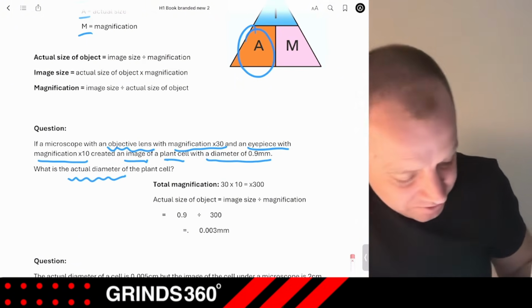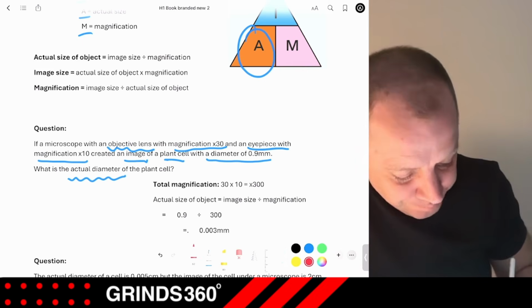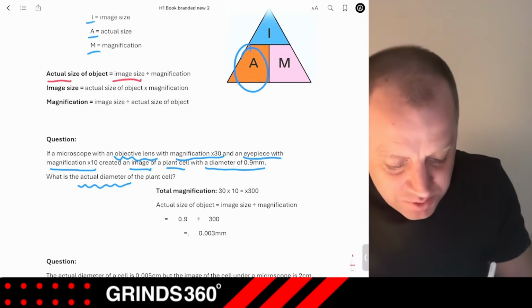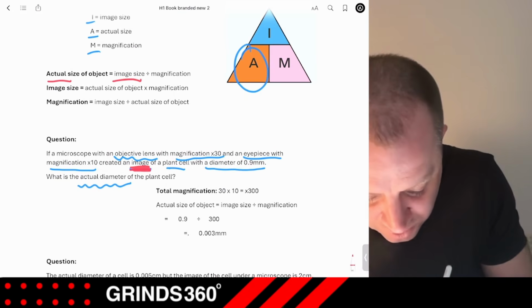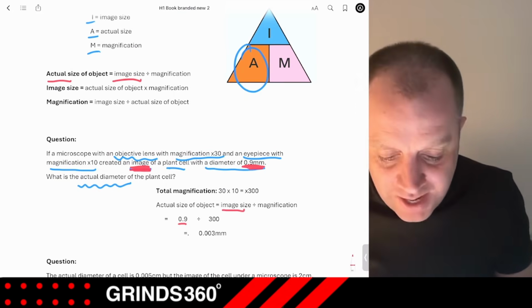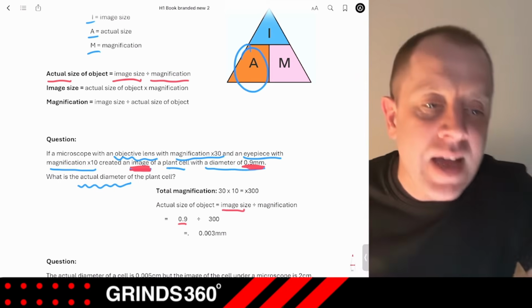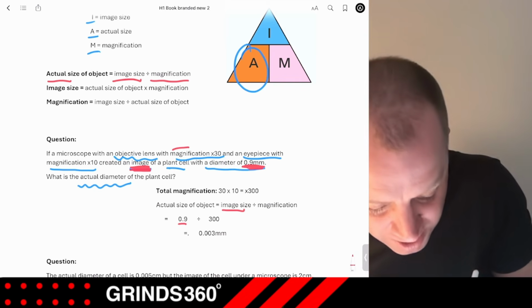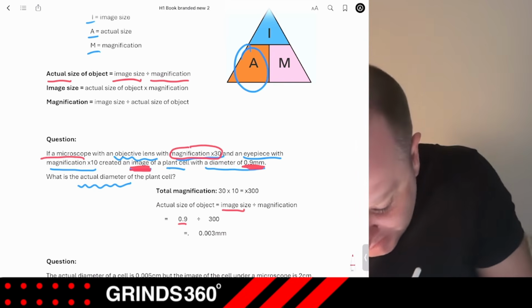The actual size, hold on, I'll get my pen here. The actual size is the size of the image. So the size of the image, look, was 0.9, divided by the magnification. You divide it by the magnification. Now, what was the magnification? It was magnification 30 and magnification 10.